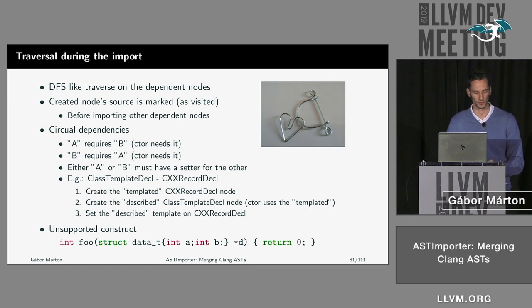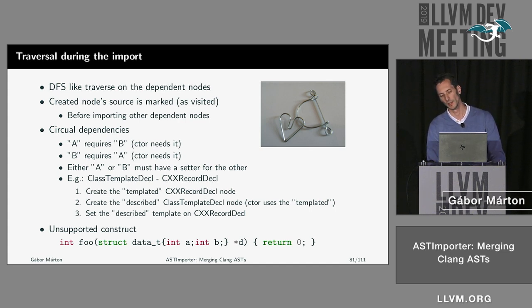At the bottom of the slide, you may see one language construct that's valid in C, when you define a structure in the parameter list of a function. So this is a problematic structure for the importer because its declaration context is the function itself, foo. So in order to create the structure, we must import first the function. But in order to create the function, we must import first the parameters. So it's a deadly cycle. We cannot do anything with that. In this case, we bail out and we return with an error to the user. It's not supported. This is the only one.